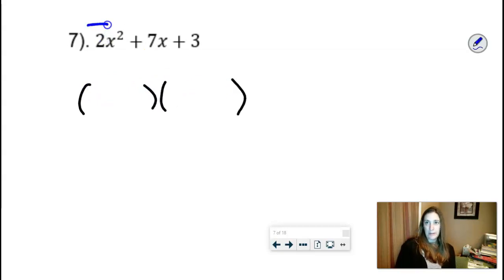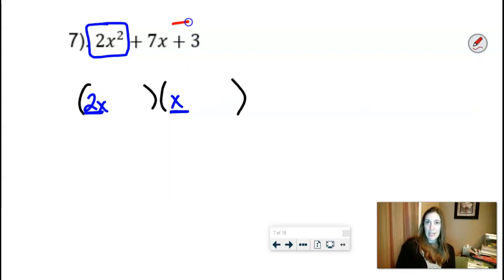So this time, when I multiply my first terms together, this guy times this guy, it's got to give me a product of 2x squared. Well, it doesn't really make it that much more difficult, but instead of 1x times 1x, it would have to be 2x times 1x. The good news is that's a prime number. So there's only one way to make that work out.